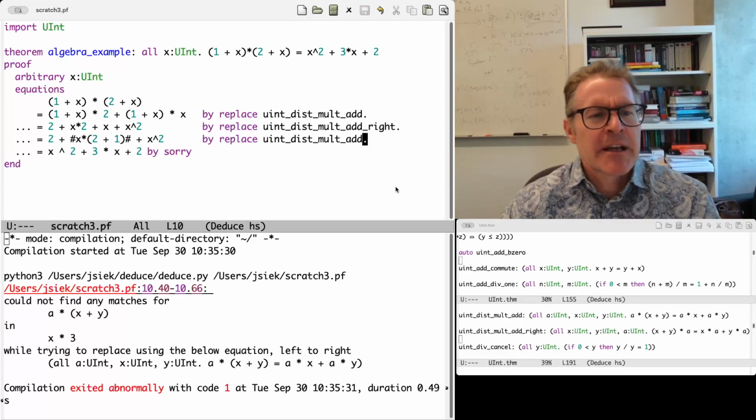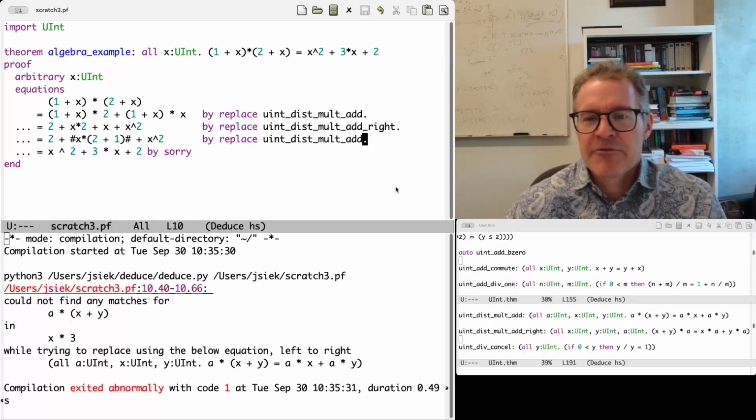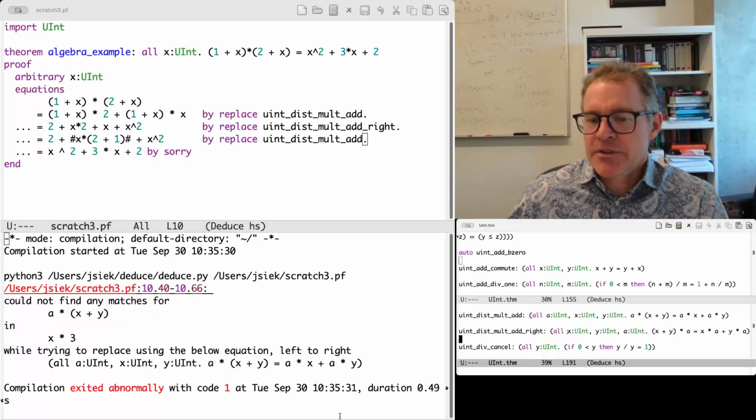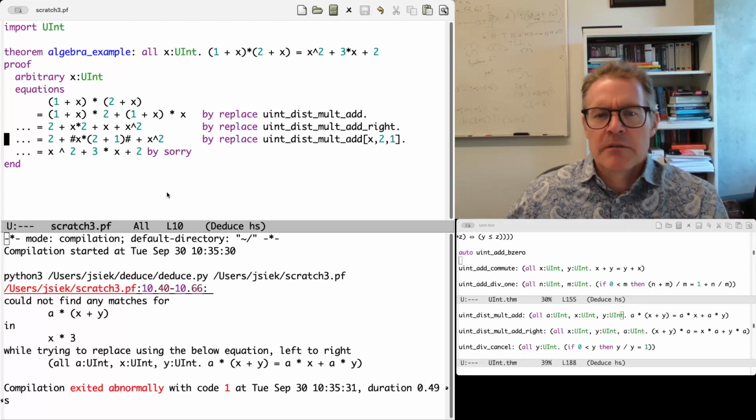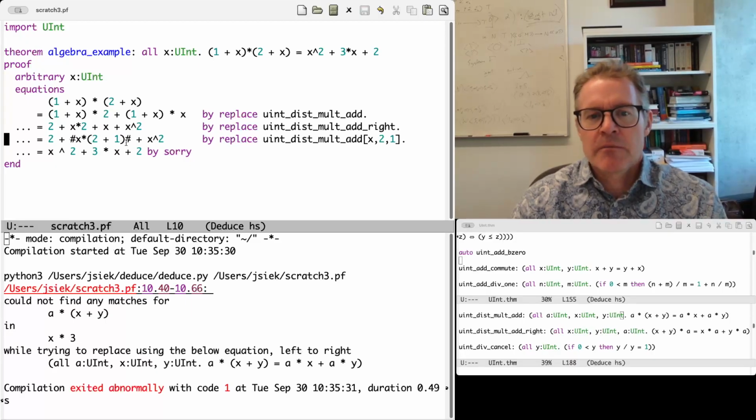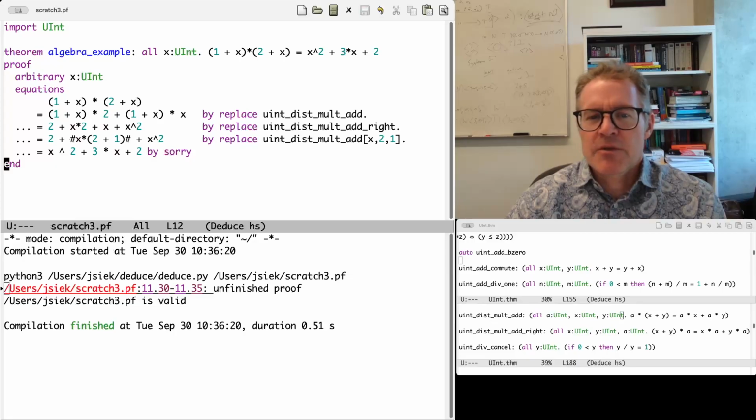It wasn't quite happy about that. Sometimes Deduce has trouble inferring the variables that we pick for our equation. So for example, here we need to pick an a and an x and a y. Here the a in the equation corresponds to the x up here in the theorem that we're trying to prove, and then the x and the y in the equation down here correspond to 2 and 1. Okay, so then Deduce was happy. We had to sort of hold its hand a little bit to say what values to use for those variables in the equation. Okay, so far so good.